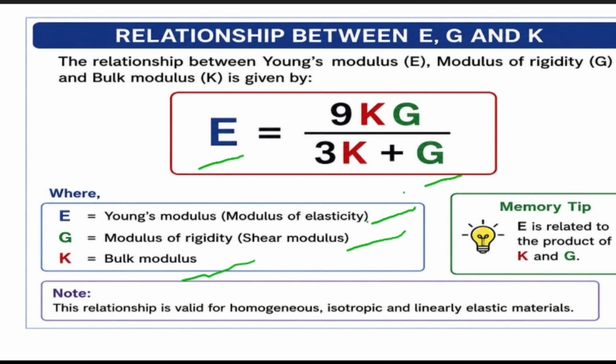So this is the relationship. It is valid when the material is homogeneous, isotropic and linear elastic. Okay, this is the relation between E, G, K.